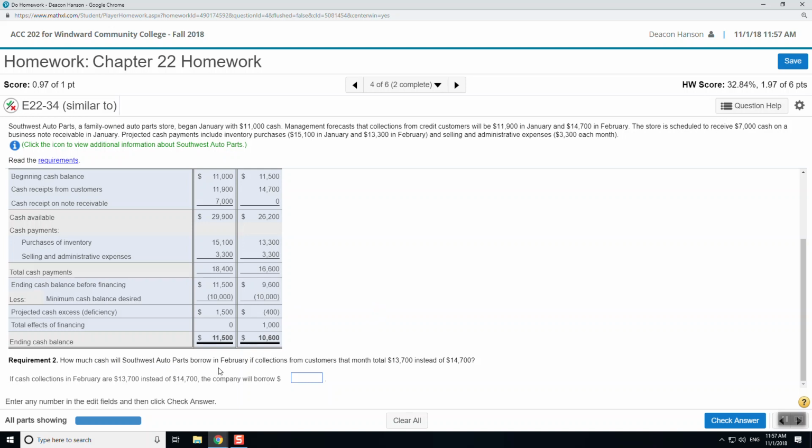Now let's see. How much cash will Southwest Auto Parts borrow in February if collections from customers that month total 13,700 instead of 14,700? Oh, okay. So what you would do is you would replace this 14,700 with 13,700. So it would be an additional 1,000. Because what you're actually doing is you're looking at February and saying, okay, we collected 1,000 less. So our total cash available would be 1,000 less. And that would trickle all the way down. This would end up being 8,600. So you would be 1,400 short, but then you would need to borrow 2,000. Okay, so instead of borrowing 1,000, we would borrow 2,000, and we got it.